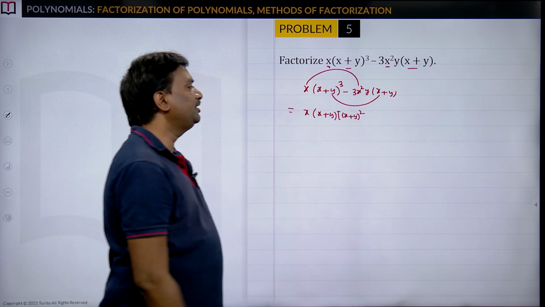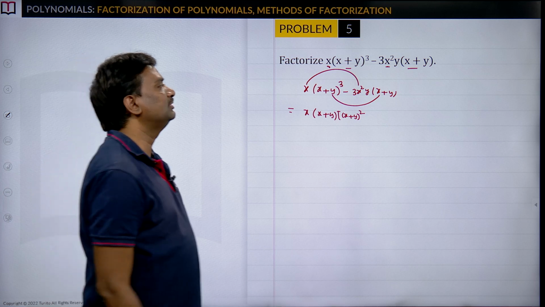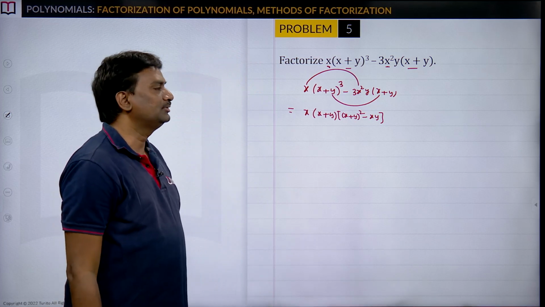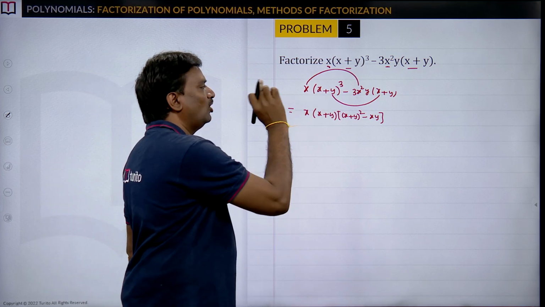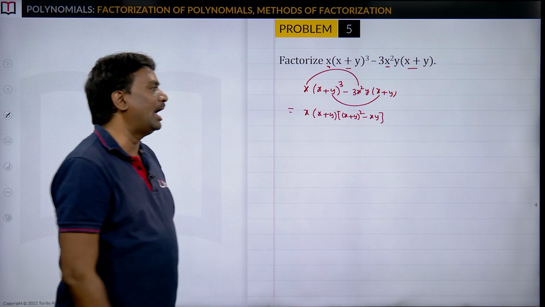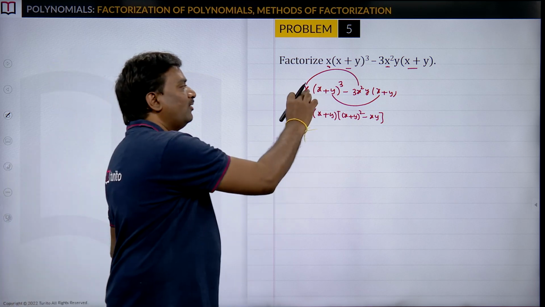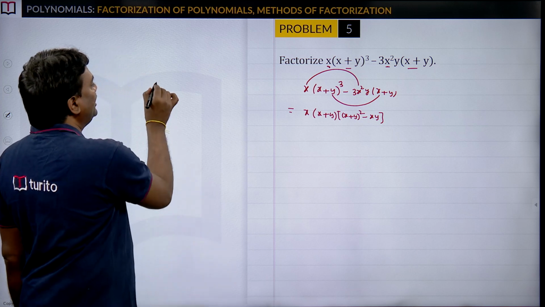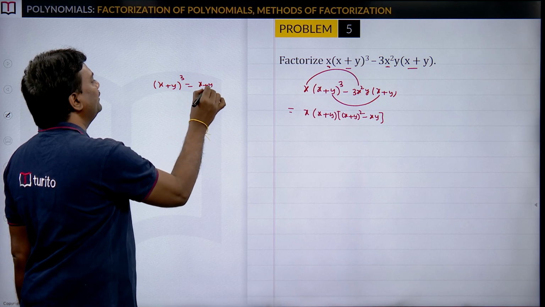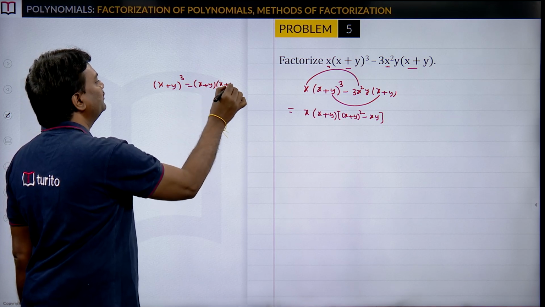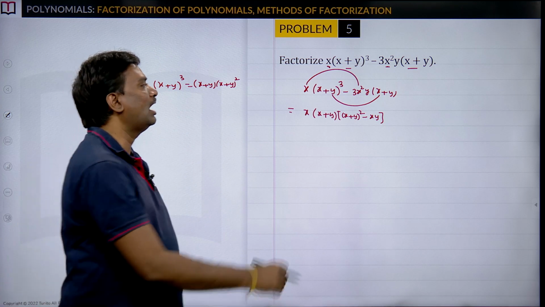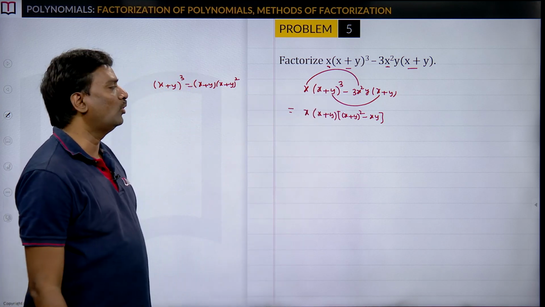Since we have taken x as common, the remaining part is minus xy. So, x of x plus y. Since we have taken x plus y as common from x plus y whole cube, we can write the first term as x plus y whole square, because x plus y whole cube means x plus y into x plus y whole square. Since we have taken x plus y as common, the remaining part is x plus y whole square.